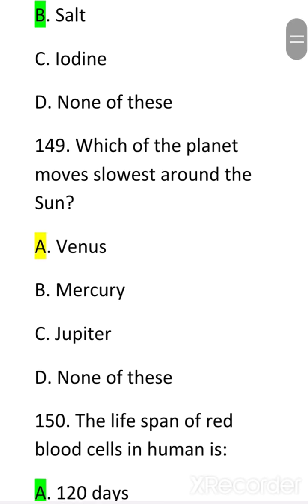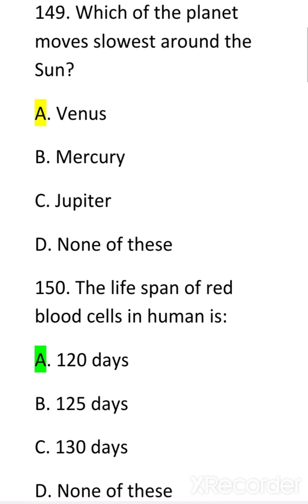Question number 149. Which of the planet moves the slowest around the sun? Option A, Venus, B, Mercury, C, Jupiter, D, none of these. Correct option is A, Venus. Venus takes 243 Earth days to complete one rotation on its axis, making it the slowest of all the planets. Our Earth is extremely tiny in comparison with our Sun. Venus is the second planet from the Sun, circling it each 224.7 Earth days.